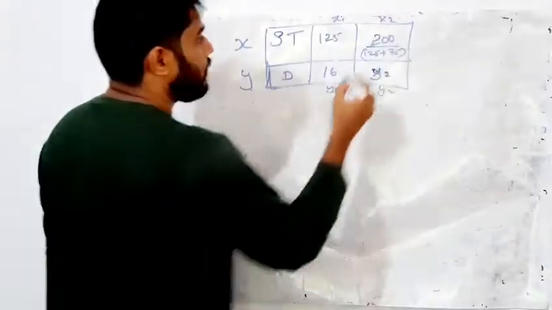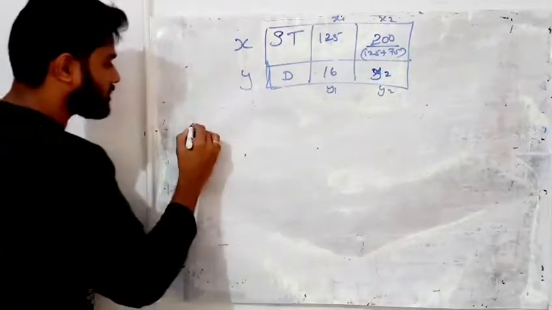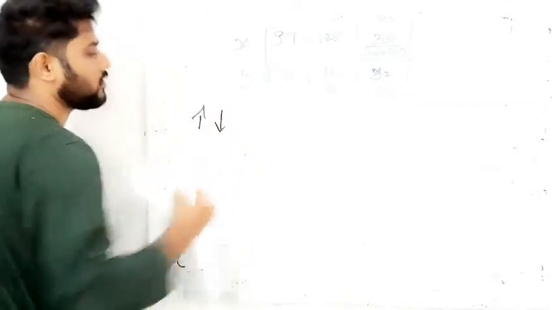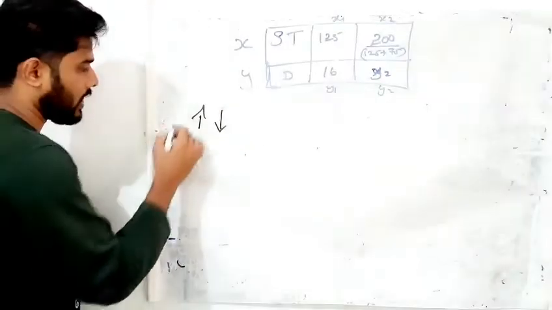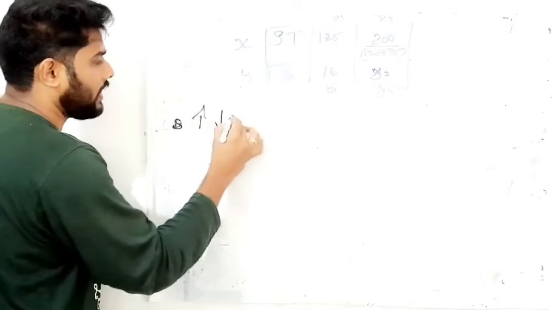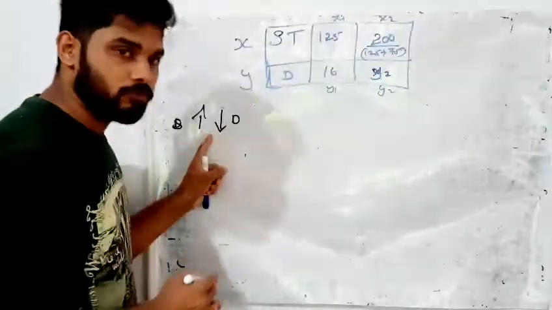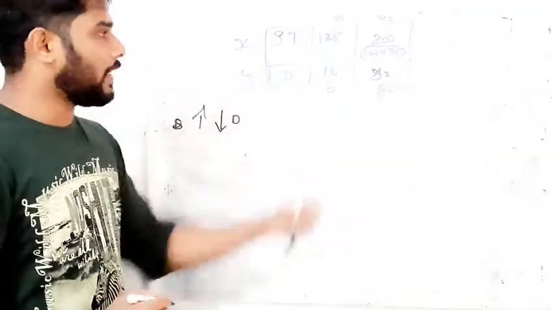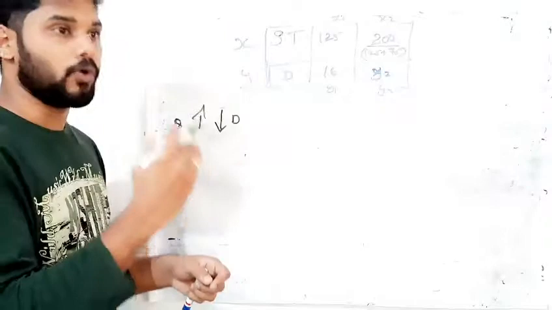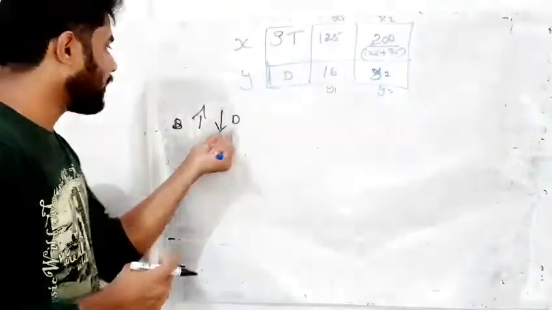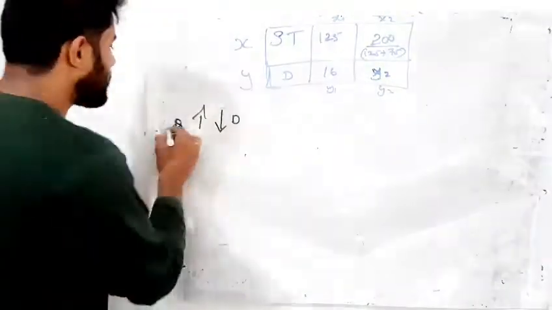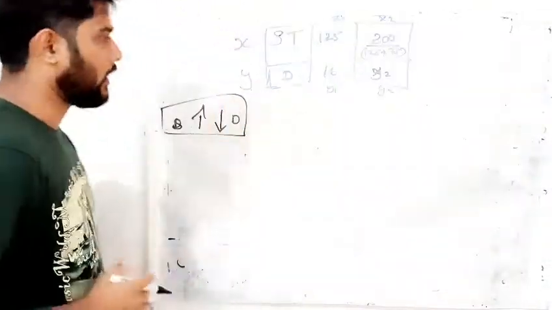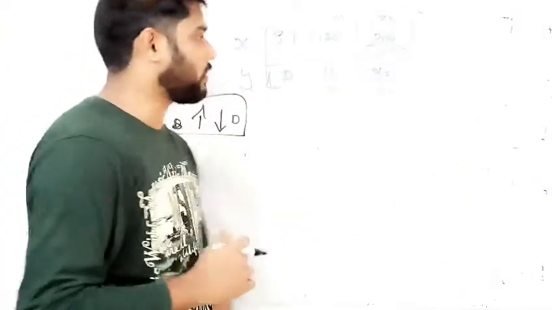Understood? What happened here? When the students number is increased, the lasting days will decrease. Students and days: when the number of students is increasing, the days will decrease, because more students have the food. Clear? So we can understand this is inverse proportion, or indirect proportion.